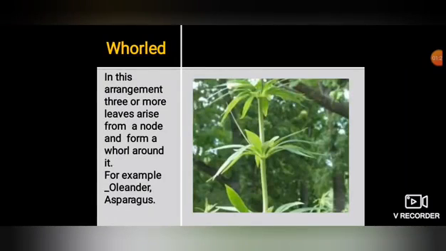Third arrangement of leaf is whorl. Whorl means spiral or move in a twist form. So, in this type of arrangement, three or more leaves arise from a node and form a whorl around it. As you see in the diagram, the leaves of a whorl are around the stem. For example, oleander and asparagus.